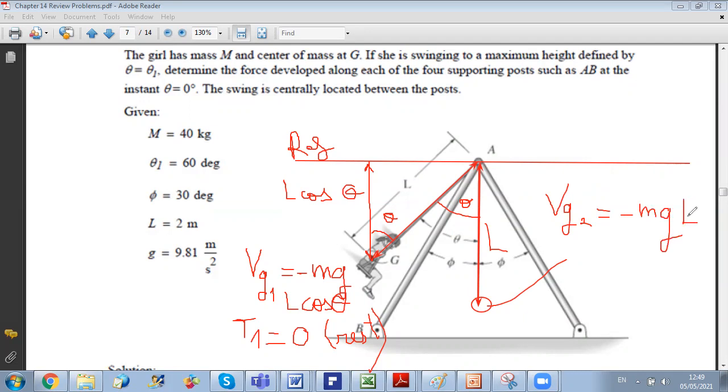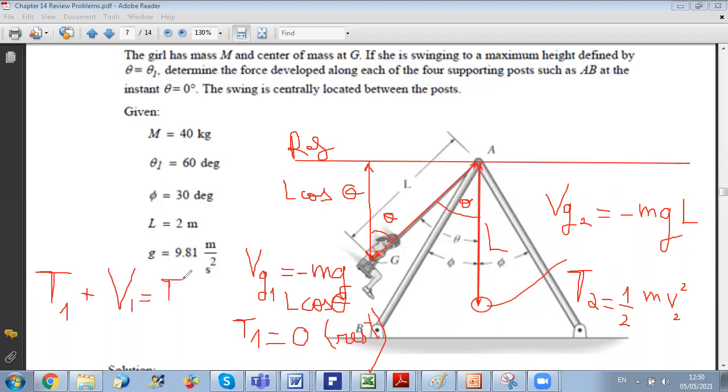Concerning T2, it is unknown. It will be a function of V2. T2 is equal to half m times V2 squared. Now all I have to do is replace in the equation of conservation. The conservation of mechanical energy gives me T1 plus V1 is equal to T2 plus V2.